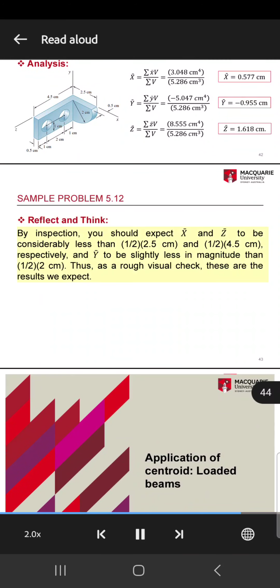Reflect and think. By inspection, you should expect x-bar and z-bar to be considerably less than half of 2.5 centimeters and half of 4.5 centimeters respectively, and y-bar to be slightly less in magnitude than half of 2 centimeters. Thus, as a rough visual check, these are the results we expect.